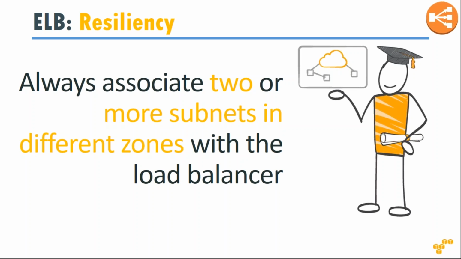Always remember that you need 2 subnets to make your ELB work, and those subnets should preferably be in different availability zones. Don't ever create them in the same availability zone and say that you have created a resilient architecture. It will work, but it is not resilient.